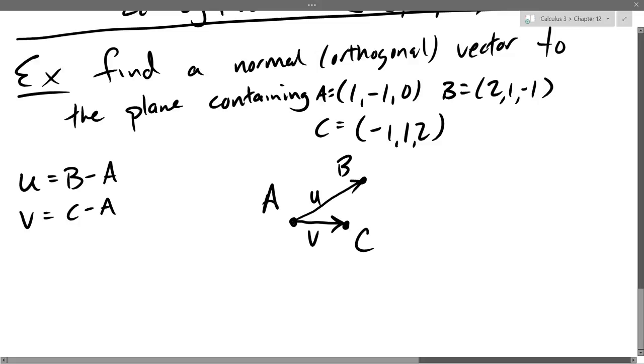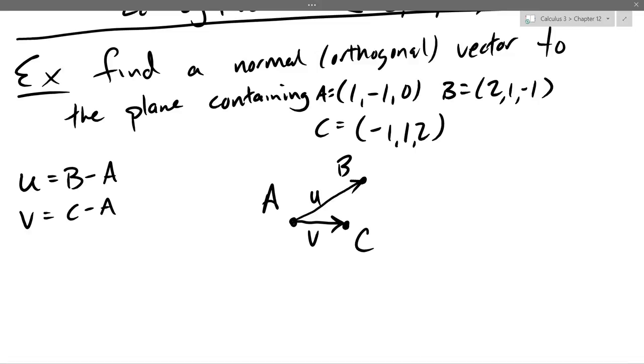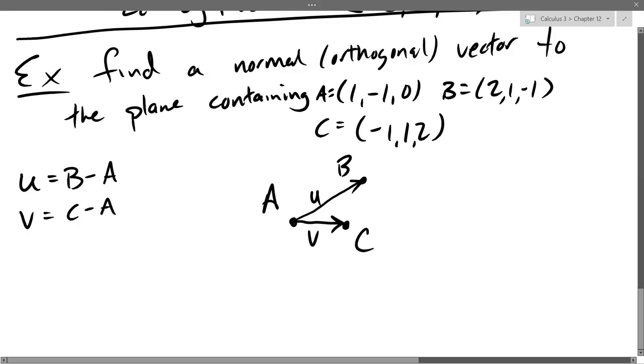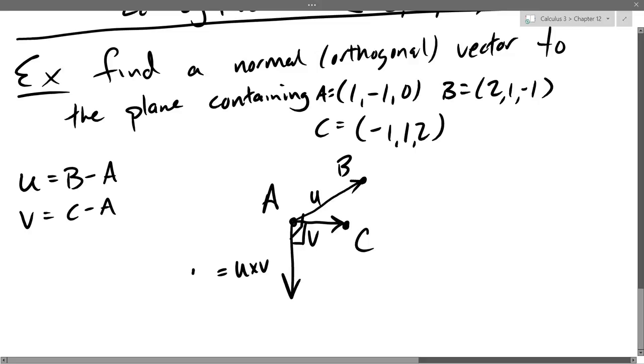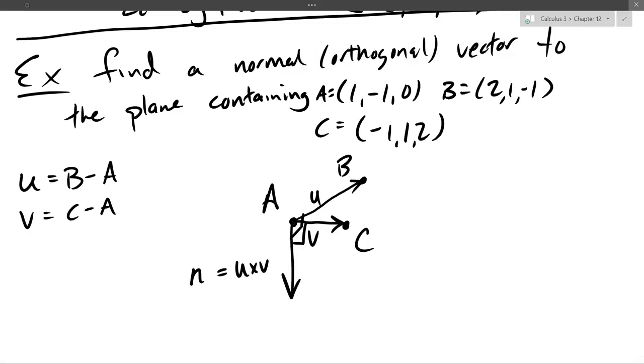Uh-oh, did I mess this up? I think the normal will look like it's going down. u is the first finger, v is the second finger. It looks like I should draw my normal going down, the way I labeled u and v. All right, so those are supposed to be right angle marks right there. So independently, u is orthogonal to u cross v, and v is orthogonal to u cross v. And this is going to be our normal. So that's our normal right there.